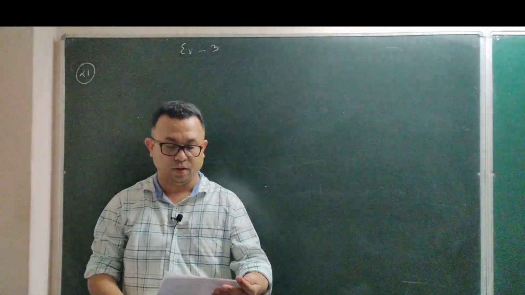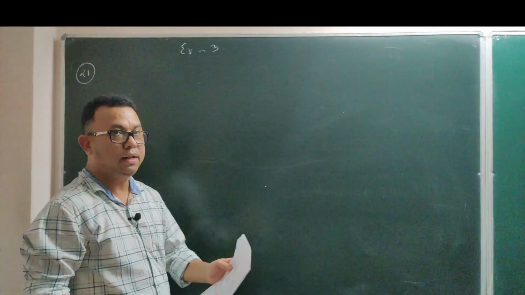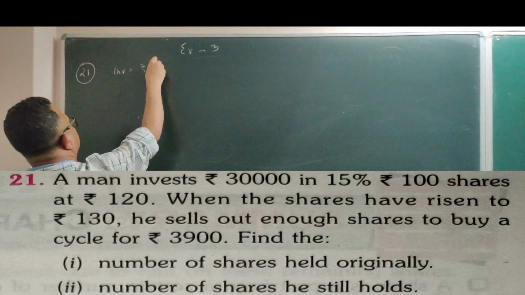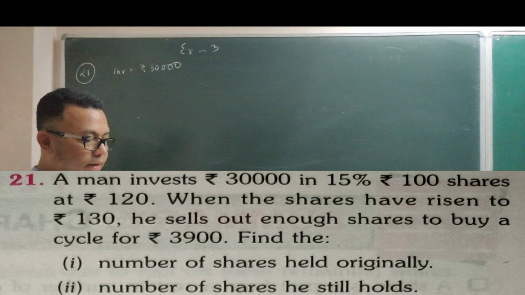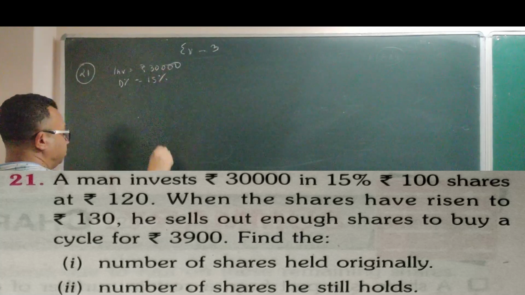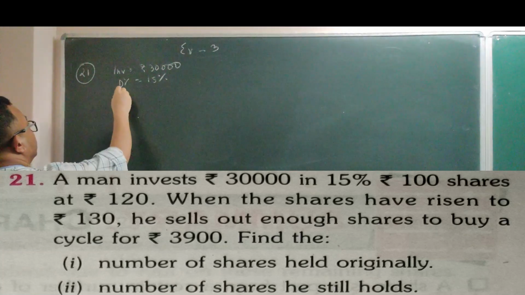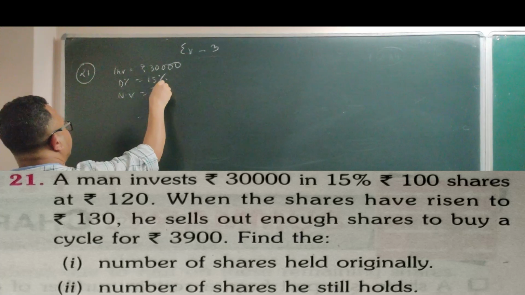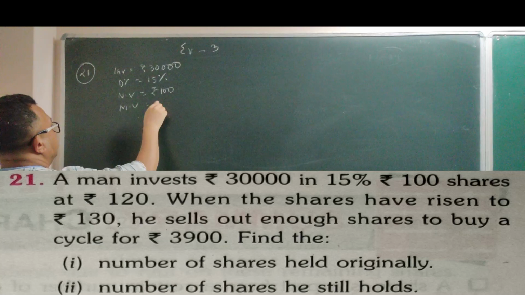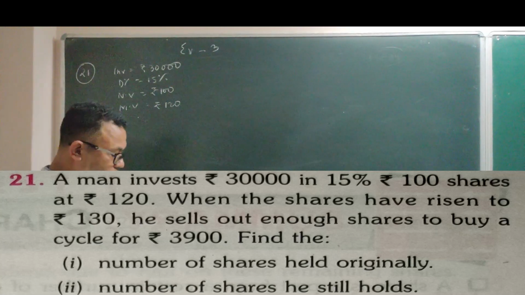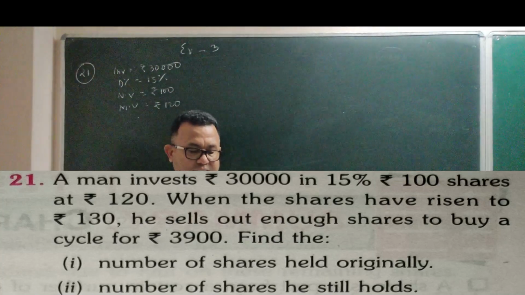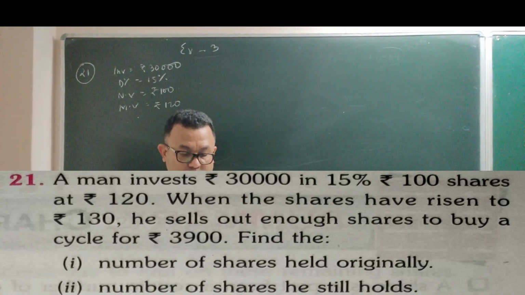Question number 21. A man invests 30,000 rupees. So investment is rupees 30,000 in 15%. So dividend percent is 15%. Rupees 100 shares. So nominal value is rupees 100 and market value is rupees 120. When the shares have risen to rupees 130, he sells out enough shares to buy a cycle for rupees 3900.